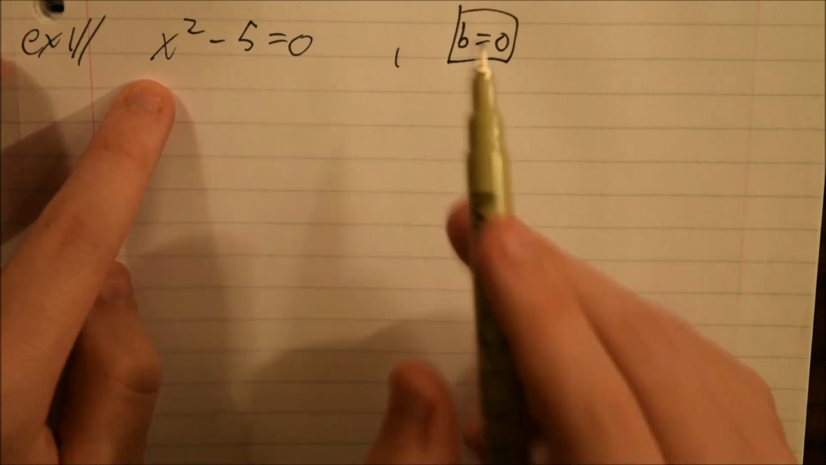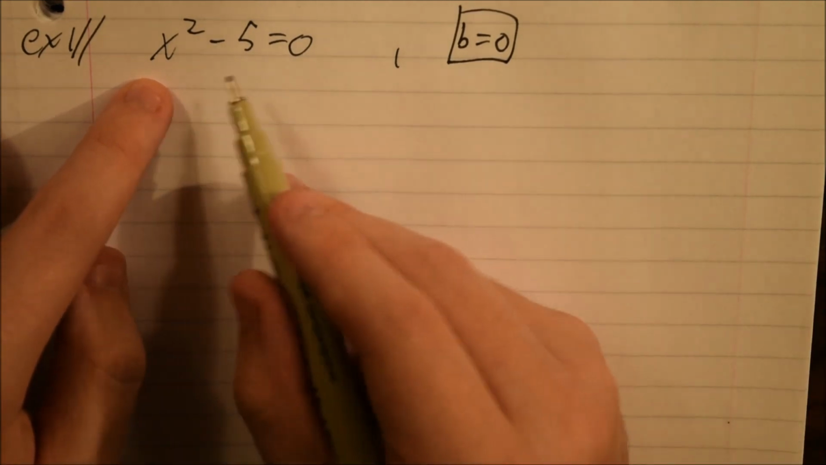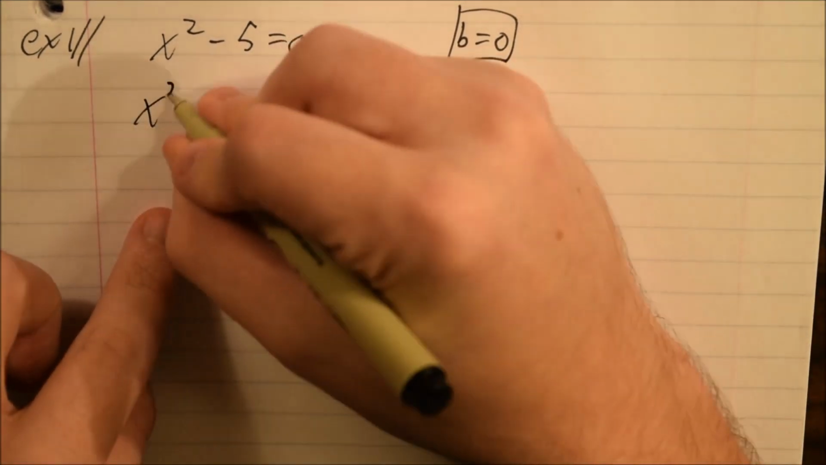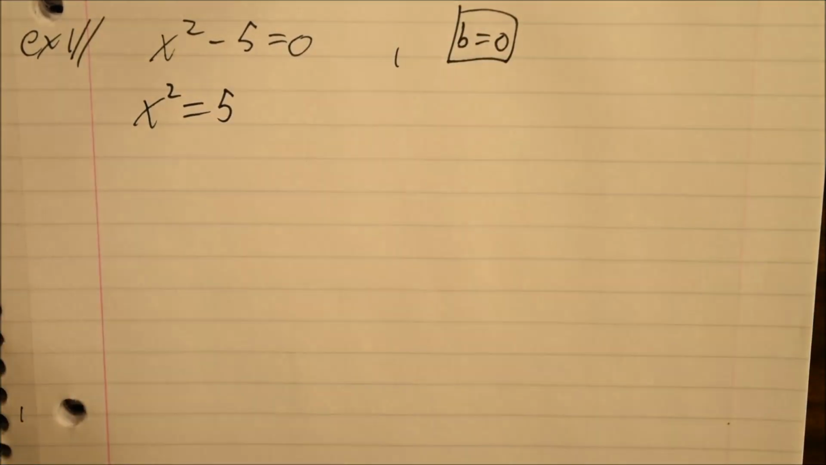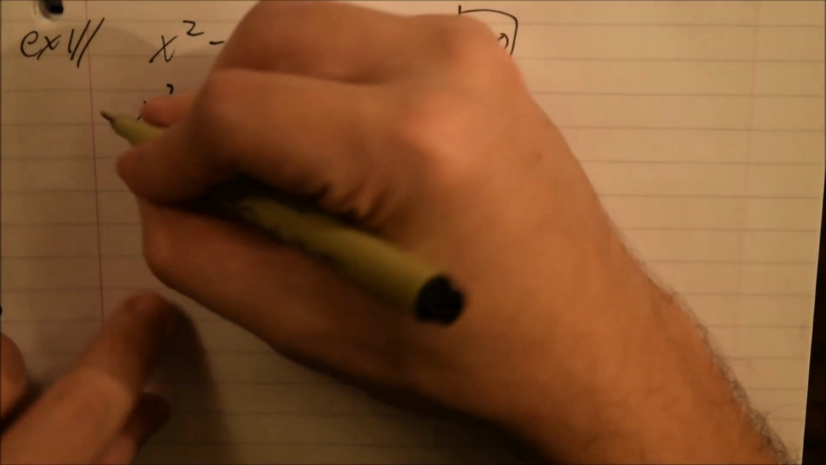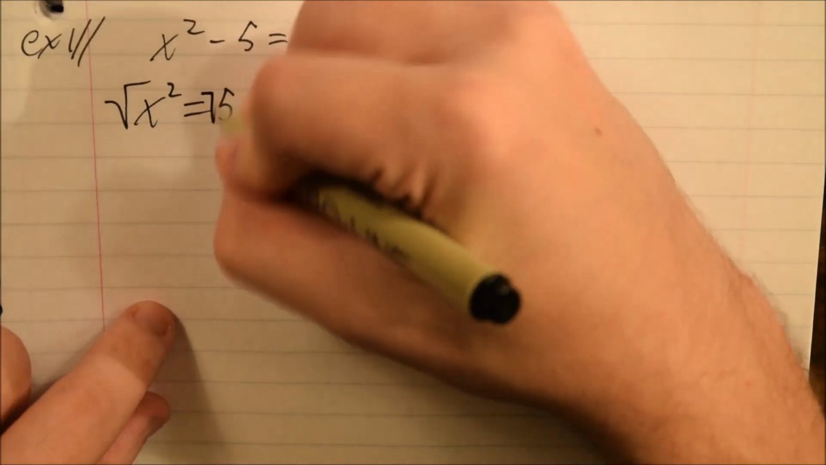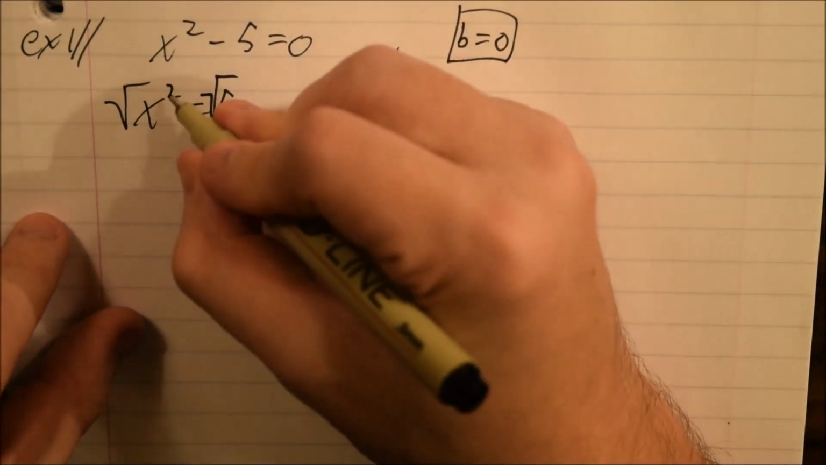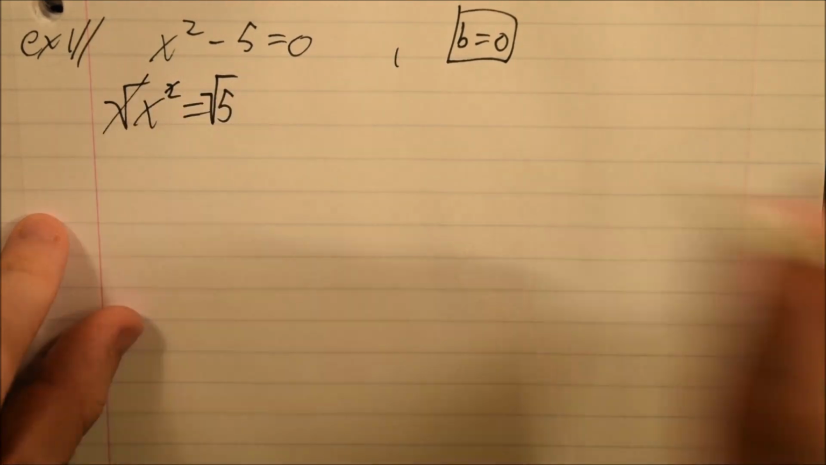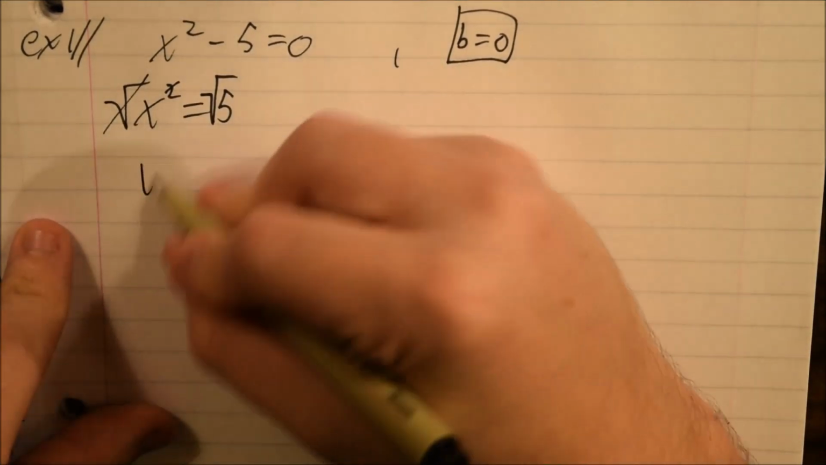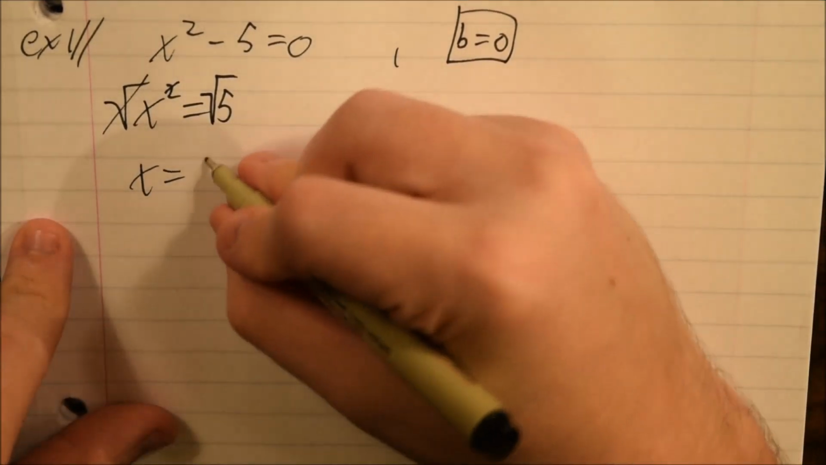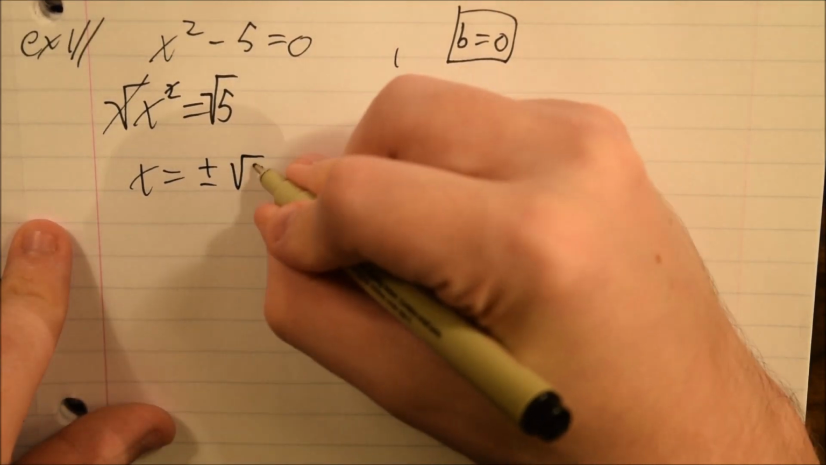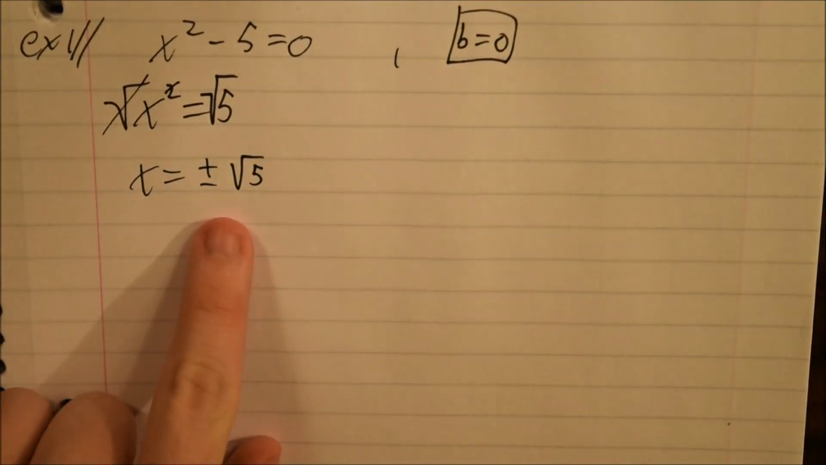So what I'm going to do is first isolate the squared term. So I'm going to add 5 to both sides. I get x squared equals 5. Then I square root both sides. And I can't forget about the plus minus, right? So the square and the square root cancel each other out, and I'm left with x equals plus or minus the square root of 5. And those are my 2 solutions.